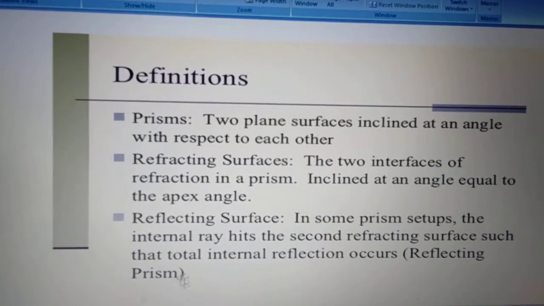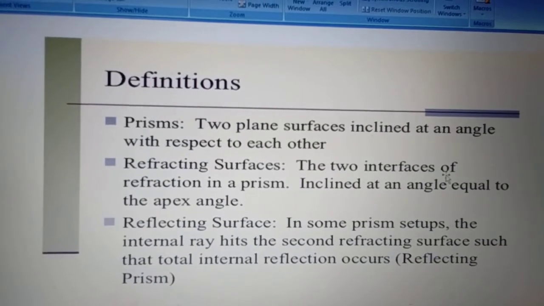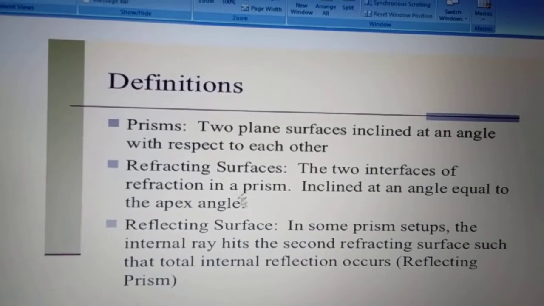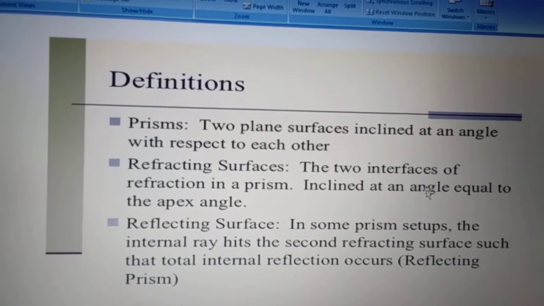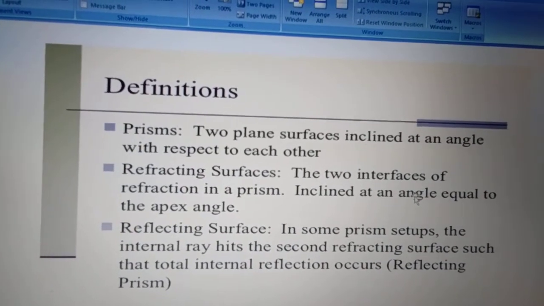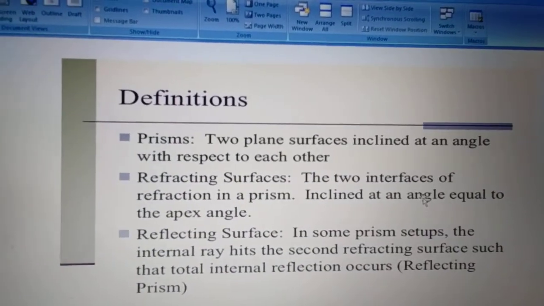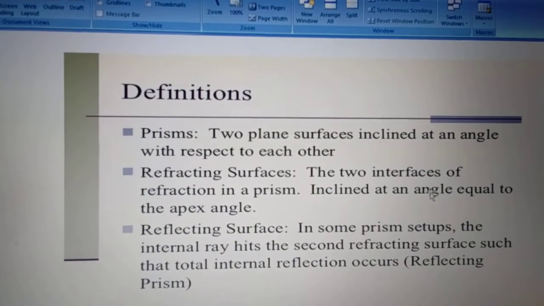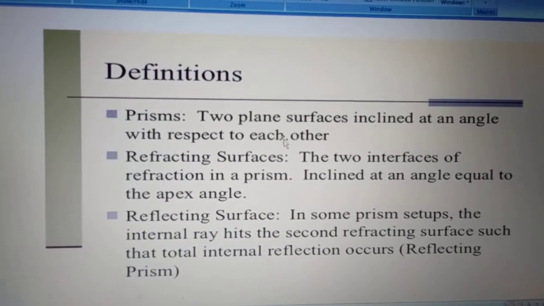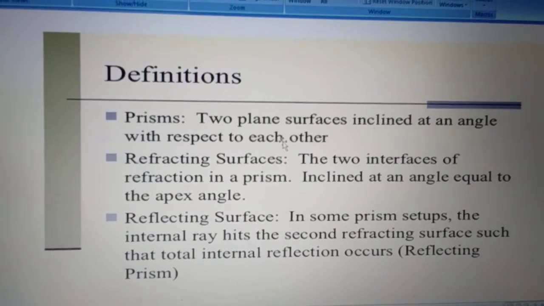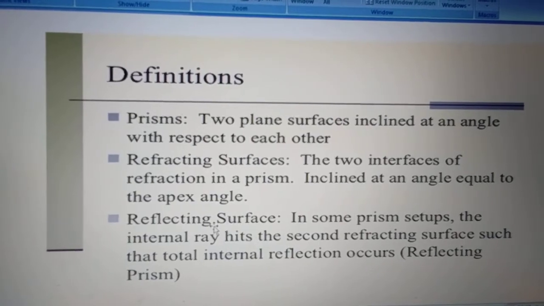The two refracting surfaces are there in the prism. The two interfaces of refraction in a prism are inclined at an angle equal to the apex angle. So what is the meaning of the refracting surface? In some prism setups, the internal rays hit the second refracting surface such that total internal refraction occurs. That is termed a refracting prism.